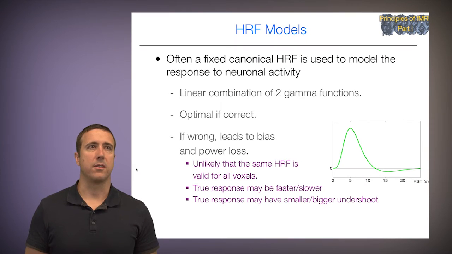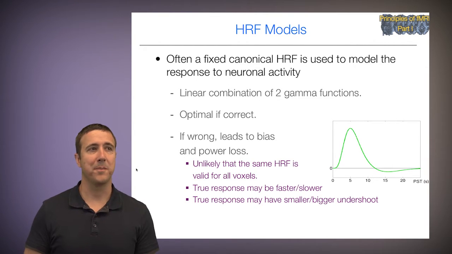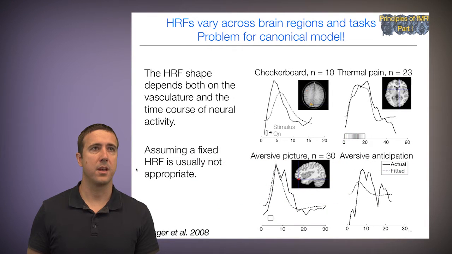So HRF models are often used to model the response. That's still done most typically. And this is optimal if this is exactly the correct model. But if it's wrong, it leads to both loss of power and also bias in some cases. It's unlikely that the HRF is actually true for all voxels. In fact, here's an example of 4 cases where the HRF is demonstrably not correct.